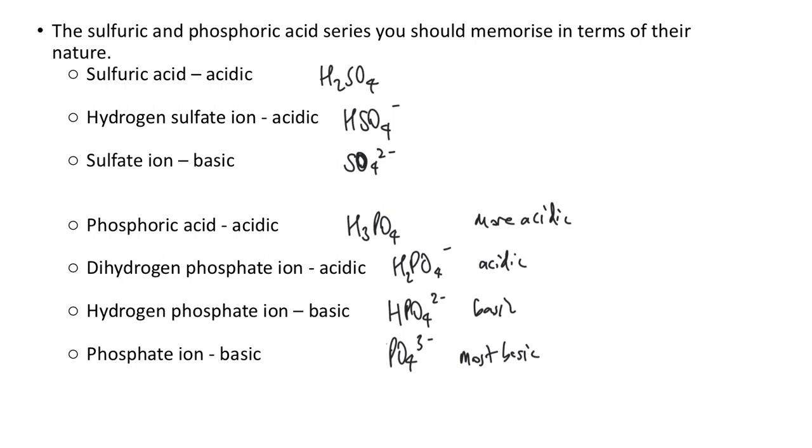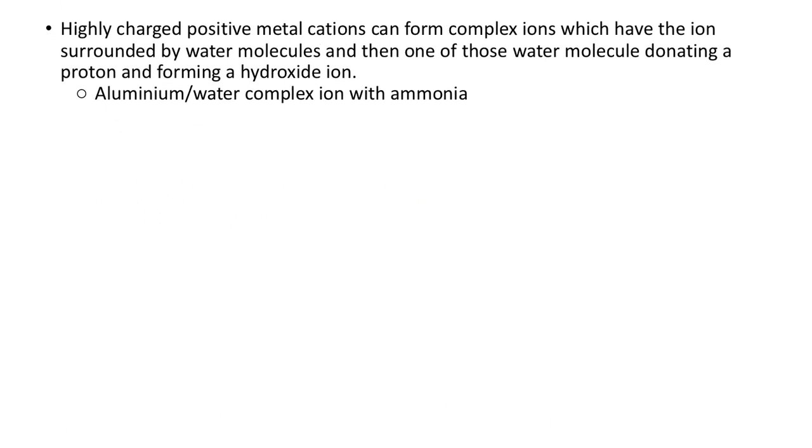So, some of these fancy salts contain a highly charged positive metal cation. In the table, it was aluminium and iron, those are the 3+ aluminium and iron ions. And these can form complex ions which have the ion surrounded by water molecules. And then one of those water molecules donates a proton to form a hydroxide ion and a hydronium ion. So let's go through an example.